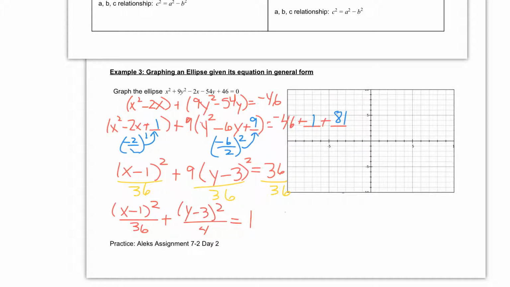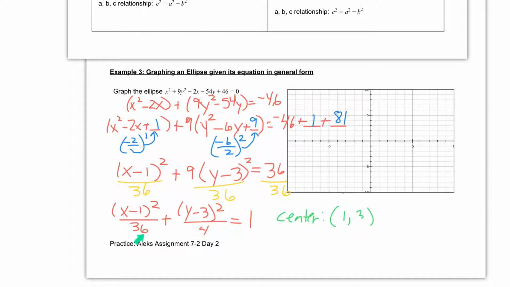Starting with my center. My center is going to be my h and my k. H comes from the x. K is going to come from the y. And remember, it is the opposite of those. So I have my center at 1, 3.